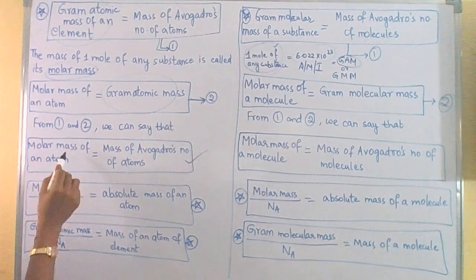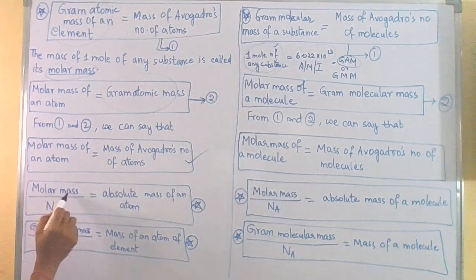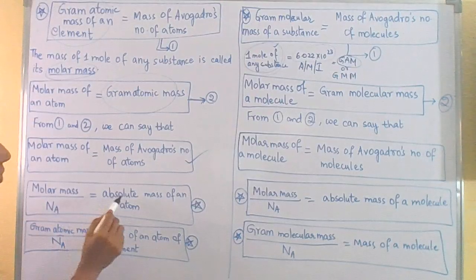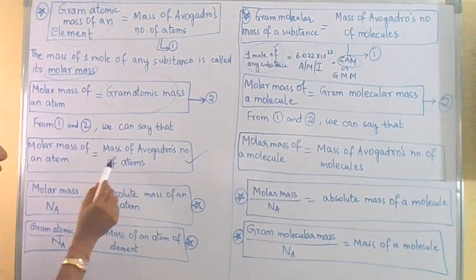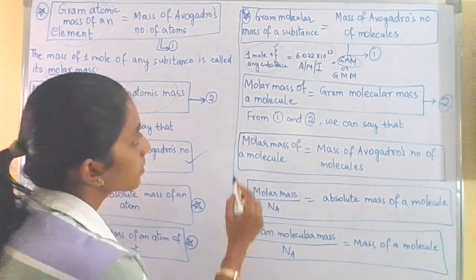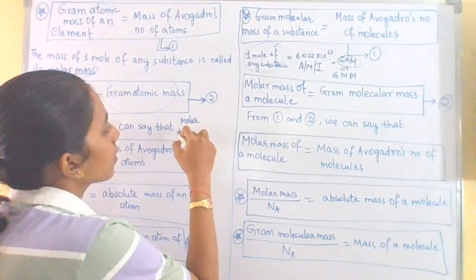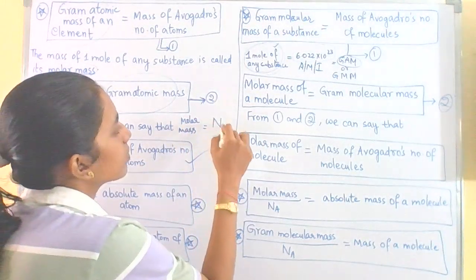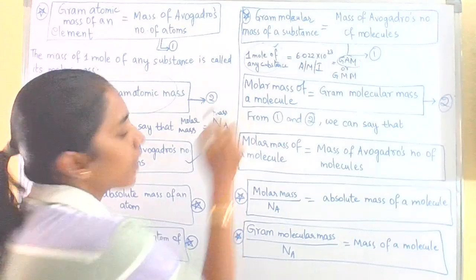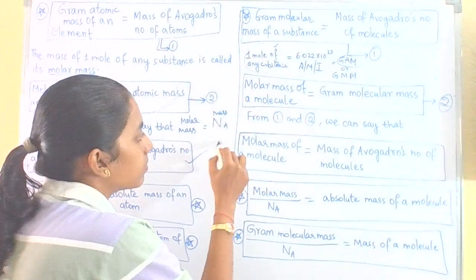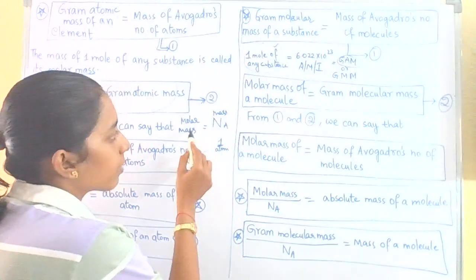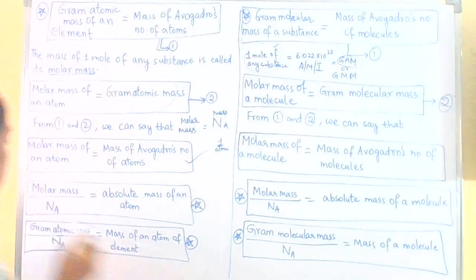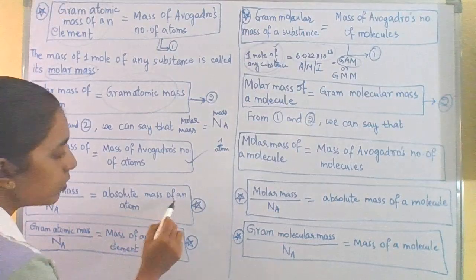Now what happened here? They have given that the molar mass divided by Avogadro's number is equal to the absolute mass of an atom. We have seen here that molar mass is equal to the mass of Avogadro's number of atoms. So for one atom, what will be the mass? 1 into molar mass by Avogadro's number of atoms is equal to the absolute mass of an atom.